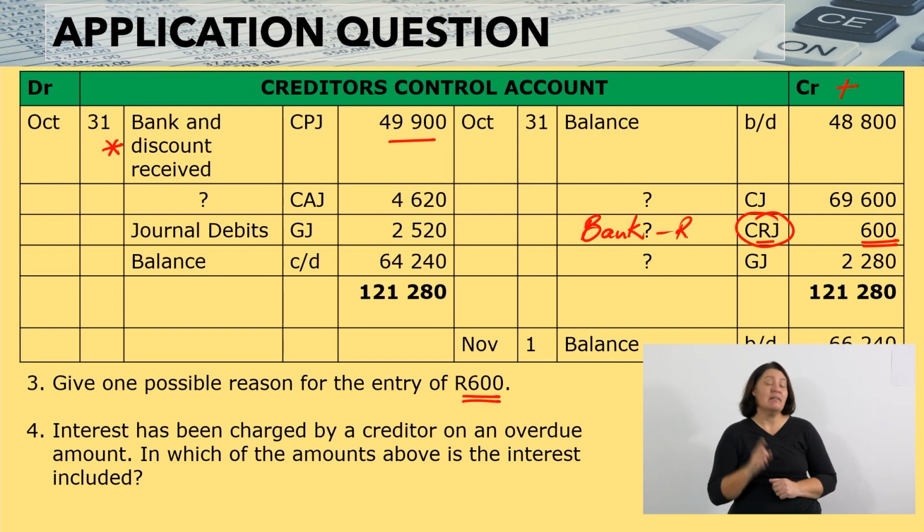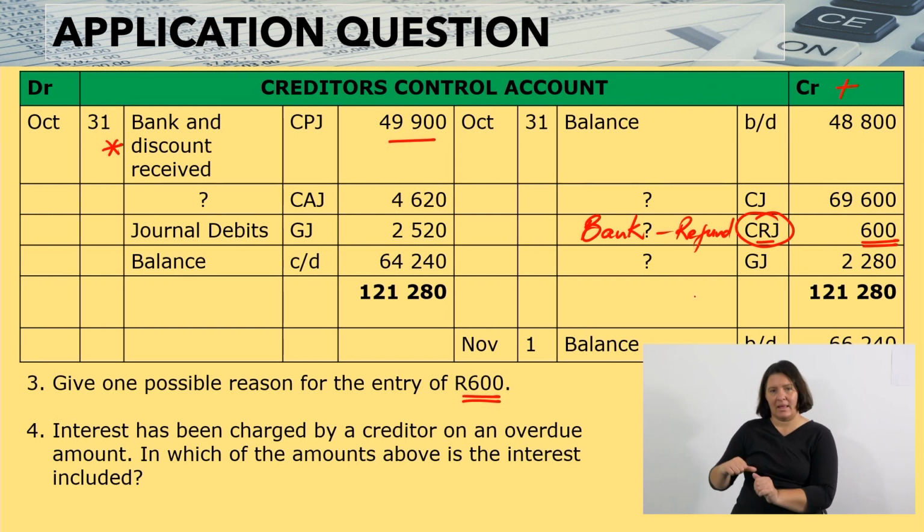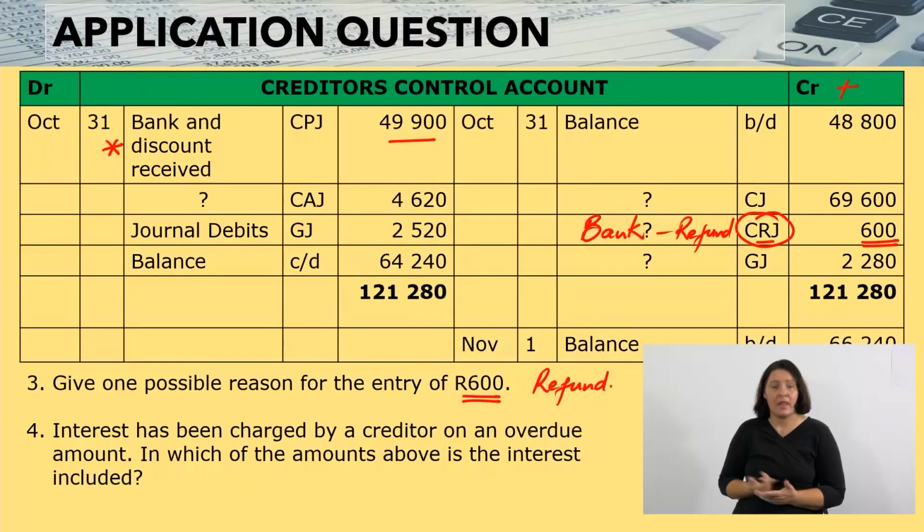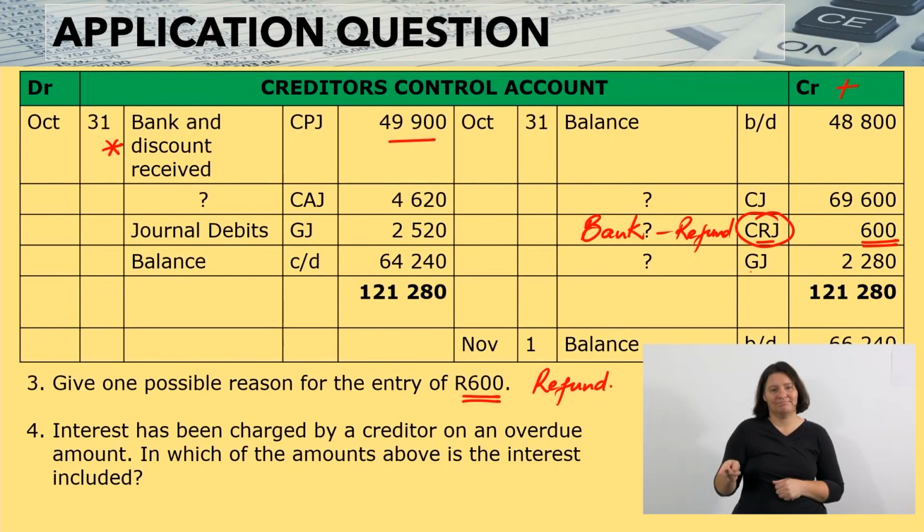This will then be a refund. So the possible reason for the 600 will be a refund from our creditors. They are saying, you paid us more. Here is your refund. Question number 4, and it reads, interest has been charged by a creditor on an overdue amount. In which of the amounts above is the interest included? When we are charged interest, the question you must ask yourself is, does it increase what we owe them or it decreases? Definitely, it should increase what we owe our creditors. And we would find that amount recorded in the GJ.